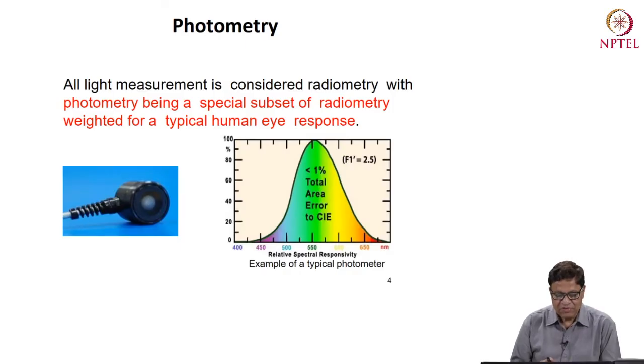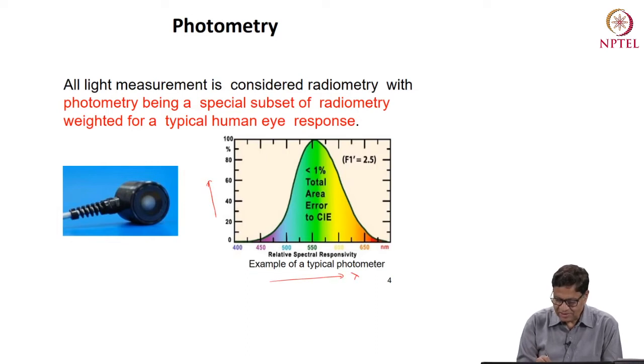So the second part is photometry. Photometry is actually a subset of radiometry. All light measurements under radiometry is a special subset weighted for a typical human eye response. As we see in this diagram here, you have the wavelength here, and this is a percentage of light which is sensitive to human eye, and human eye responds to this particular set of wavelength. So we can say this is a weighted or scaled version of radiometry with respect to human eye response.